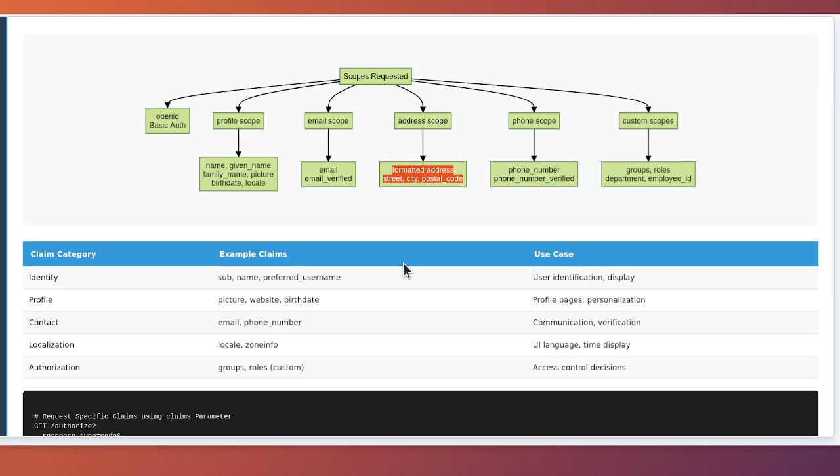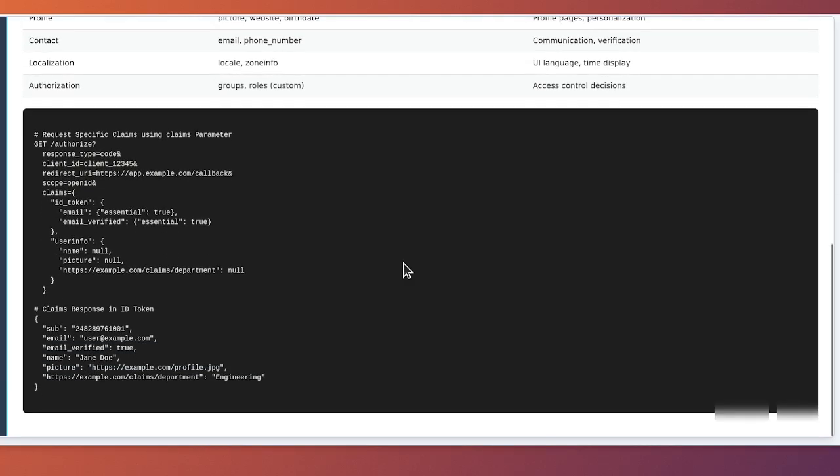Applications should request only the contact information they actually need, respecting user privacy. Demographic and localization claims help applications tailor experiences. The gender claim indicates the user's gender, though applications should not make assumptions about which values might be present, as providers may support diverse representations. The birth date claim contains the user's date of birth in ISO 8601 format, useful for age verification or personalization.